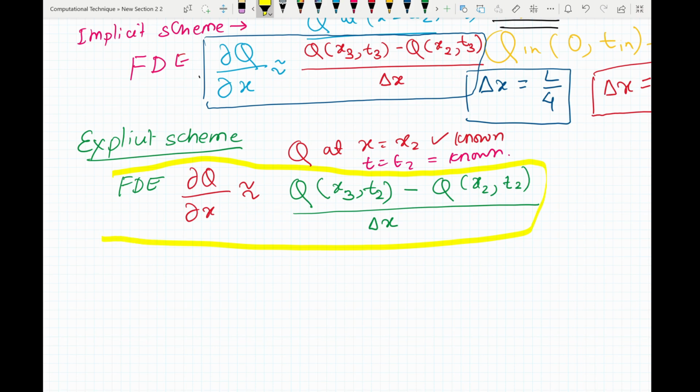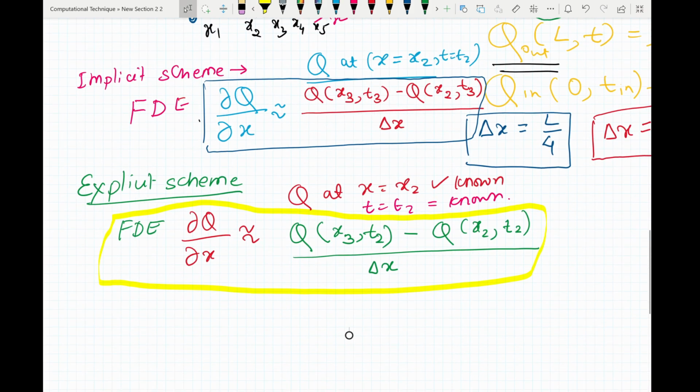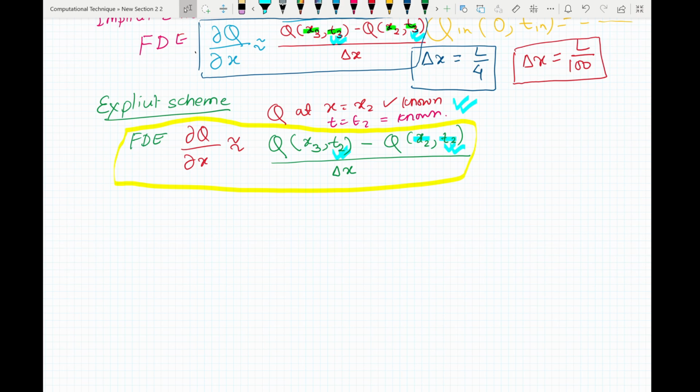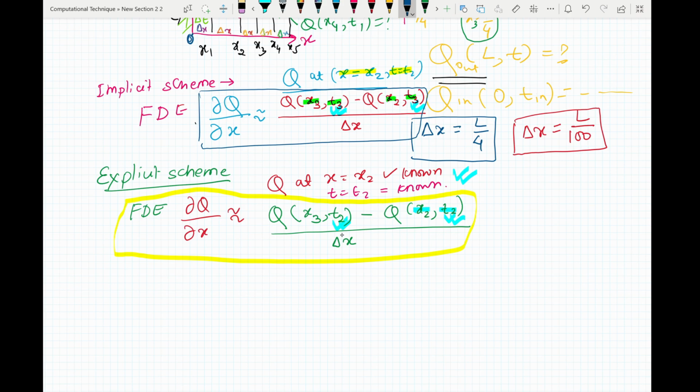explicit scheme. So you can see here that in the implicit scheme we know flow at x equals to 2 and t equals to 2, but we are using t3 to approximate our finite differential equation. In the explicit scheme, you can see here that we have used t2, which is known, which is at the current time, and this is in the future. Similarly, you can have your forward difference approximation, backward difference approximation, and central difference approximation based on your values in the future or at the present.